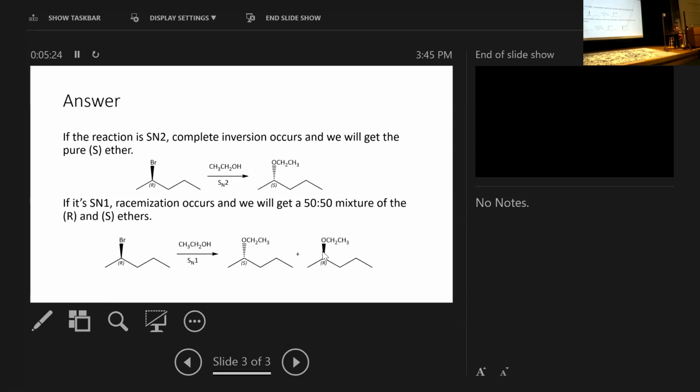Now, honestly, between you, me, and the wall, since this substrate is secondary, I bet in real life you would get both. And I would not be shocked if you got something that had a little bit more S than R. I would not be shocked if it was not exactly a racemic mixture. I wouldn't ask you to speculate on any of this. I'm just letting you know in case you're curious. But I wouldn't be shocked if it were 40-60, 35-65.